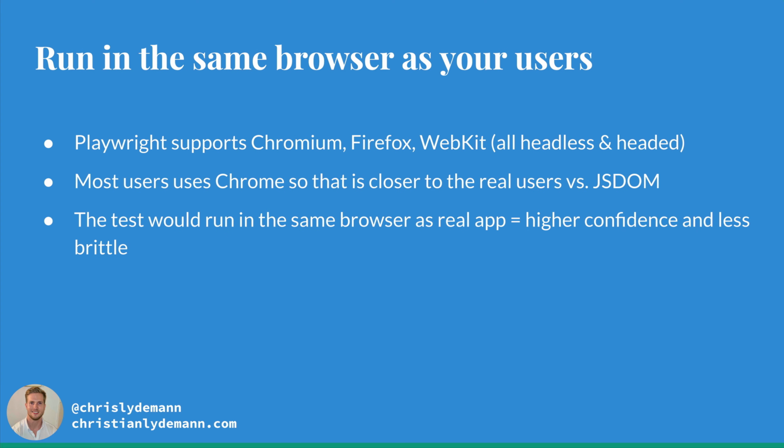So yeah, run the same browser as your users. Playwright supports probably all the browsers and even emulated iPhone and Android. I would say pick the one that is the most used and representative of your users, and then stick to that. Just run that one browser. Maybe in the smoke test you can run more, but for the integration test, just pick one, because you want the highest confidence and the least brittleness.